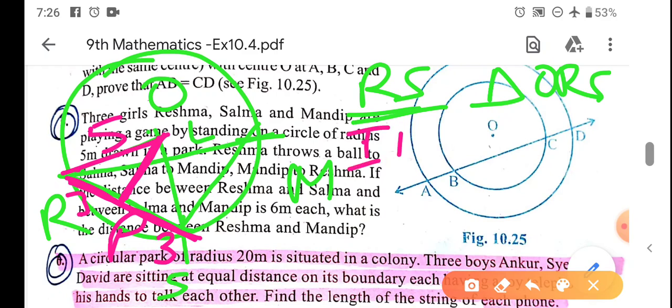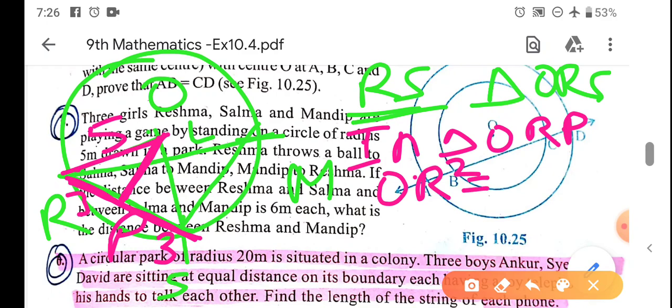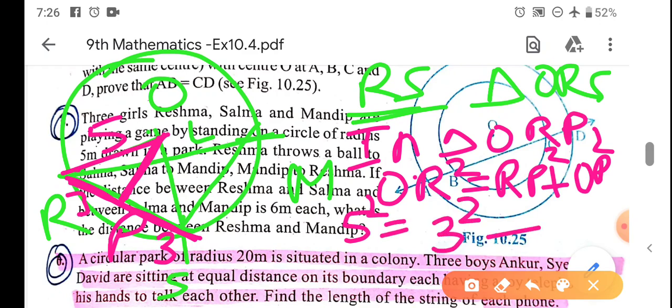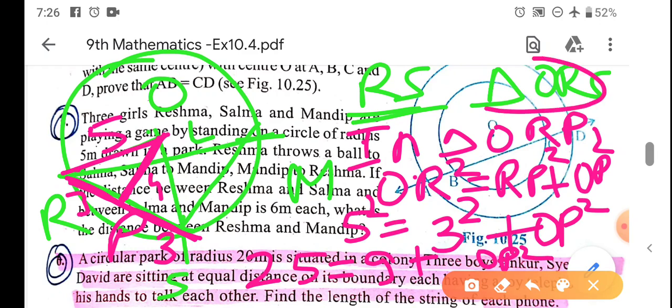So we can find OP. In triangle ORP we get OR square is equal to RP square plus OP square. OR is 5, RP is 3, and OP we are finding. 5 square is 25, 3 square is 9. So 25 minus 9 is 16, and OP is equal to 4. So here you get 4.